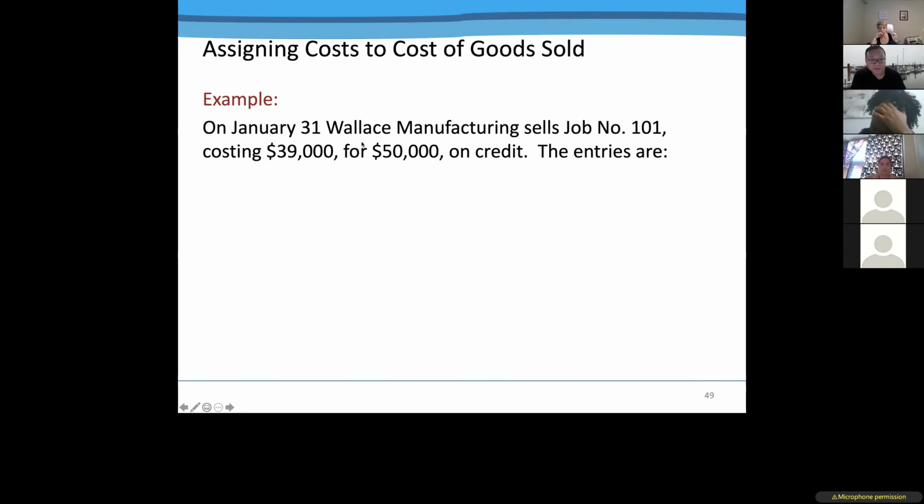So here's one example. On January 31st, Violet's Manufacturing sold job number 101, costing 39,000. They received $50,000 on credit. What is the entry? Anyone know what is the general entry for this example? Megan? So I think 50,000 would go to sales, debited to sales, 39,000 would go to cost of goods or credited to cost of goods sold.